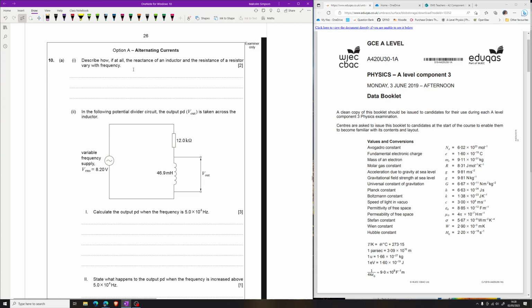Describe, if at all, how the reactance of an inductor and the resistance of a resistor vary with frequency. So reactance of an inductor is just given by omega L, which is of course 2 pi f L. So therefore it's proportional to the frequency. A resistor, on the other hand, doesn't vary at all. So 2 marks here.